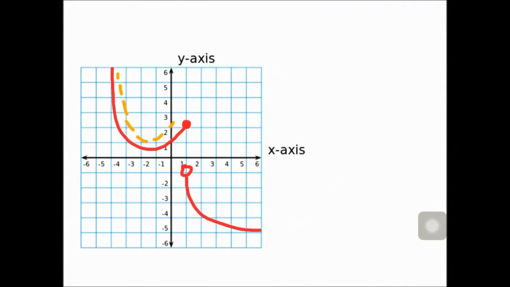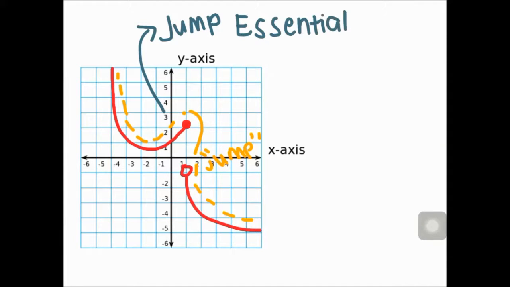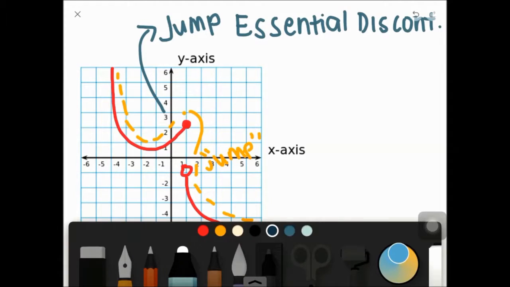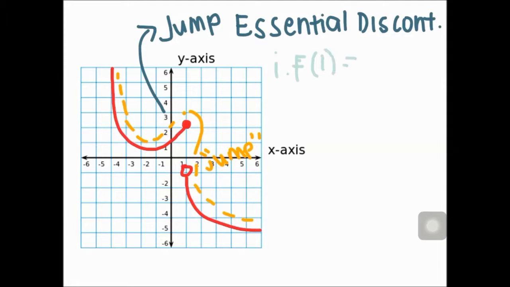For the next graph, as I trace the first graph, there is a sudden jump towards the next function. As you can tell, it is a jump essential discontinuity. If we evaluate using the conditions, f of 1 is equal to 2.